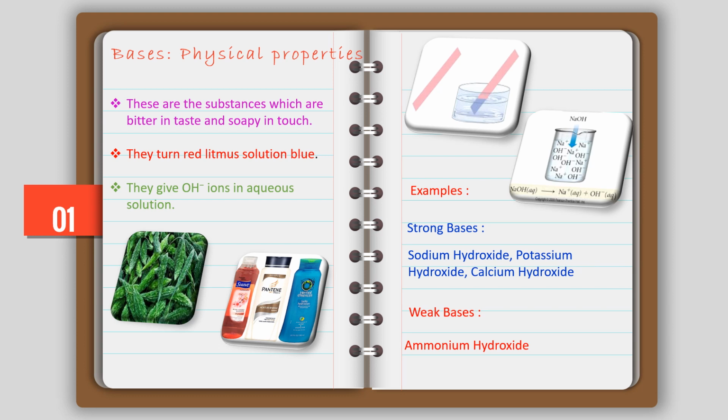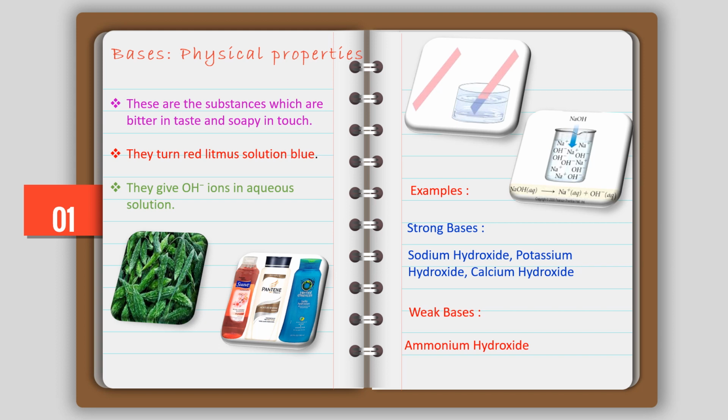This is due to the presence of base. So the acids are substances which are bitter in taste and soapy in touch. Now in the third picture you can see that red litmus paper turns blue. So when we dip red litmus paper in a solution of base, it turns blue. So bases are those substances in which the red litmus paper turns blue. So that is one criterion for the presence of base.